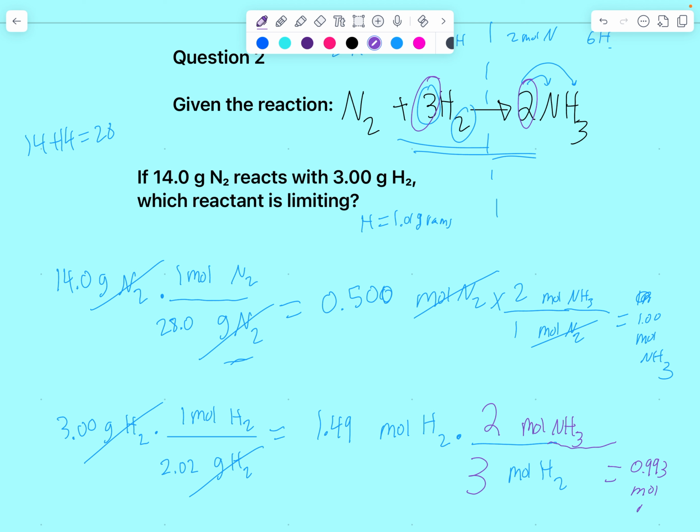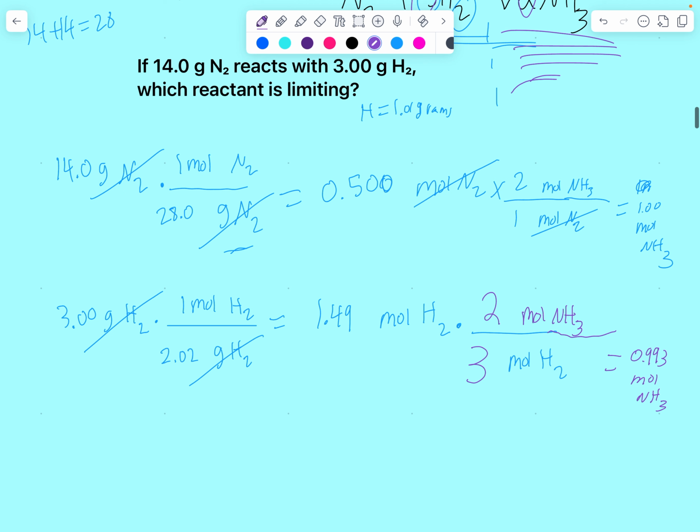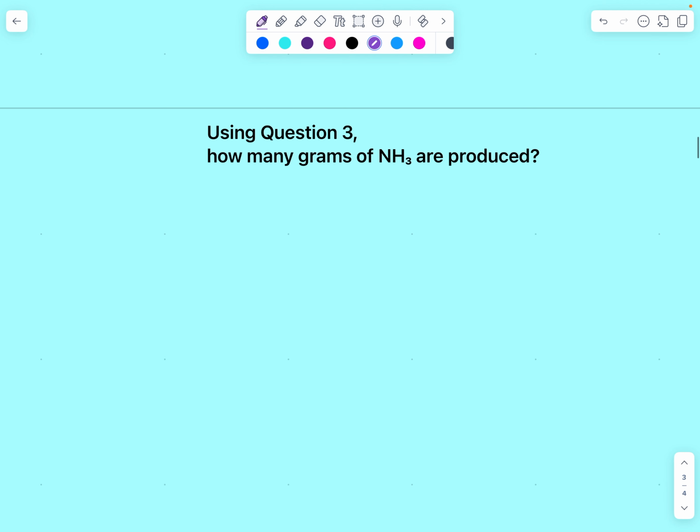moles of NH3. So now I'm going to compare them. I'm looking at the moles, and I see H2 has a smaller amount of moles of NH3. We got to the product. We converted it to get the moles of the product. 0.993 is less than 1.00. So guess what? You know what that means? Even if the values are close, the smaller product decides. So H2 is your limiting reactant. Good job. Let's try this one.